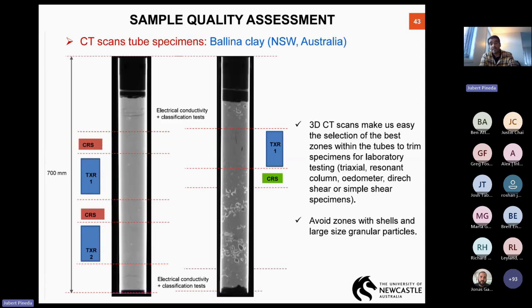So the way we have used it in a qualitative way is just sketched here. We have the CT scan, and then we decide where we can trim samples for odometer test or CRS, and also triaxial test. And we can also detect the presence of shells or cobbles or any other stone that you cannot test in the lab. So therefore, you decide for this tube only to run one triaxial and one CRS, and that's it. The other part of the tube cannot be used.